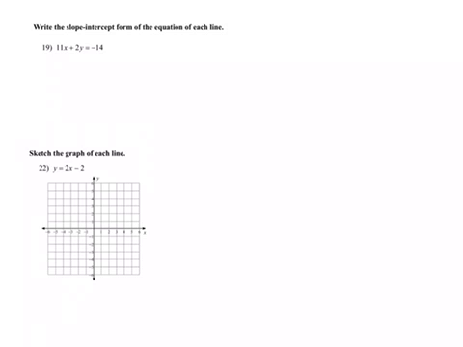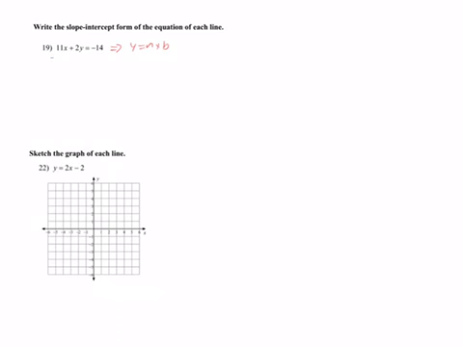Alright, this one says write the slope-intercept form of the equation of each line. But this just gives us an equation. So what I have to do is somehow change this equation into one that looks like this: y is equal to mx plus b. Notice in this one on the right that my y is by itself. So I'm going to try to change this one to get that y all by itself.